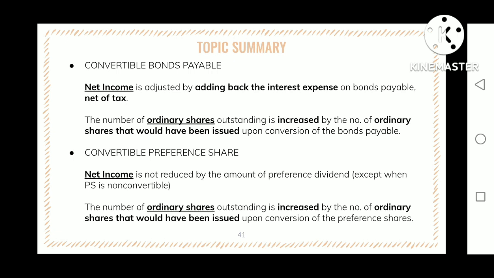And next po, sa convertible preference share, net income din naman po, but it is not reduced by the amount of preference dividend. Hindi po siya katulad dun sa basic earnings per share na cumulative po is binabawasan, whether declared or not. Dito naman po, hindi po siya binabawasan by the amount of preference dividend, except when the preference share is non-convertible. Tapos yung adjustment naman po sa ordinary shares, same lang po sa convertible bonds payable wherein the number of ordinary shares outstanding is increased by the number of ordinary shares that would have been issued upon conversion of the preference shares.